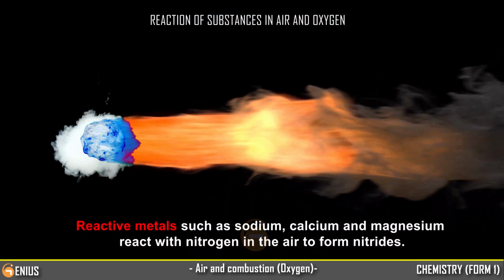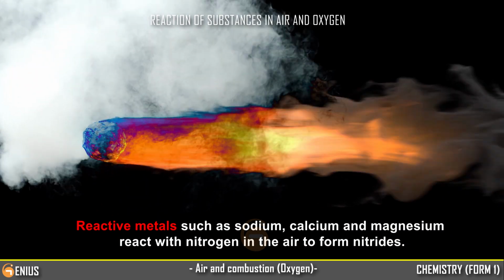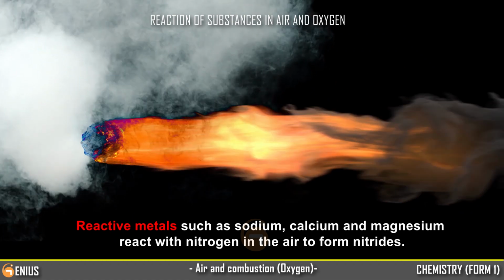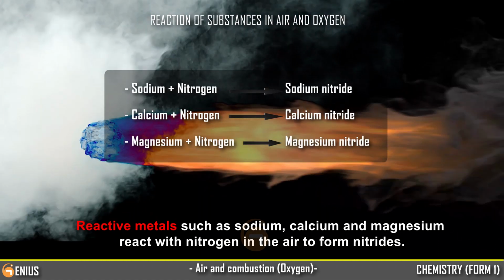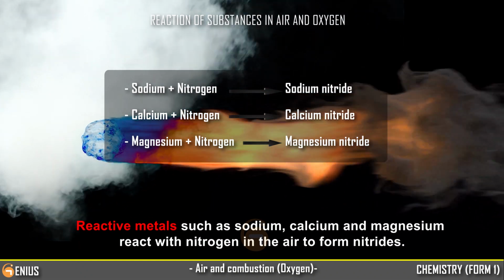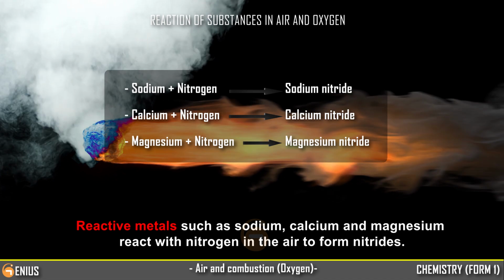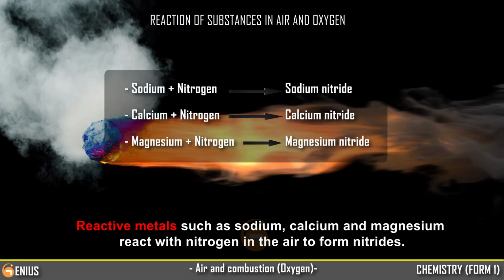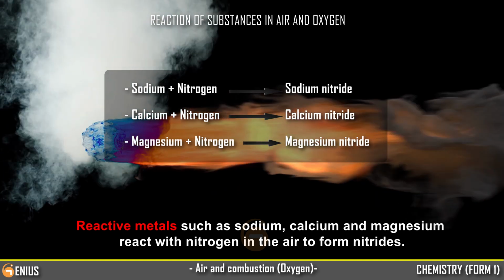Reactive metals such as sodium, calcium and magnesium react with nitrogen in the air to form nitrides. For instance, sodium reacts with nitrogen to form sodium nitride. Calcium reacts with nitrogen to form calcium nitride. Magnesium reacts with nitrogen to form magnesium nitride.